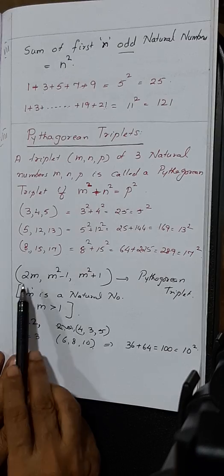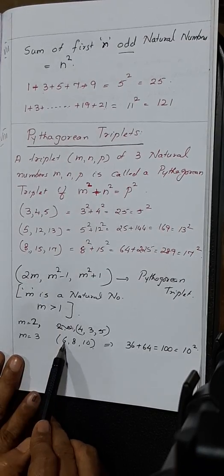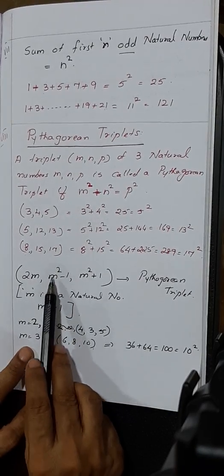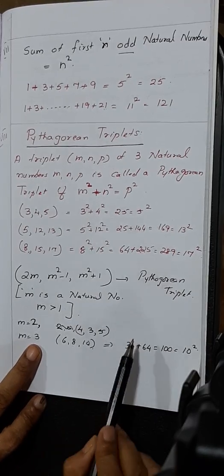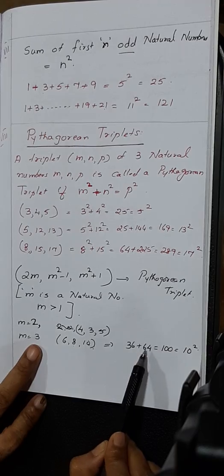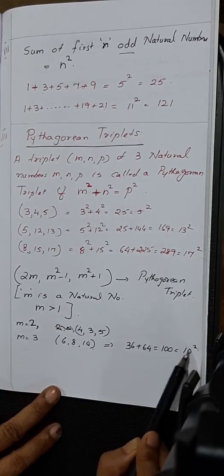Similarly, you put m equal to 3, you get 2 into 3 as 6. m squared minus 1 will become 9 minus 1, which is 8. And 9 plus 1 is 10. You can check it: you get 36 plus 64 equal to 10 squared.